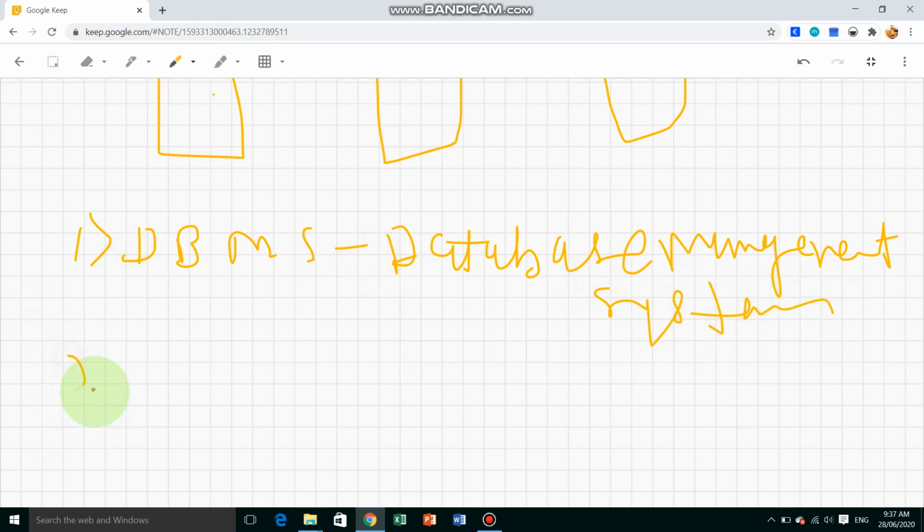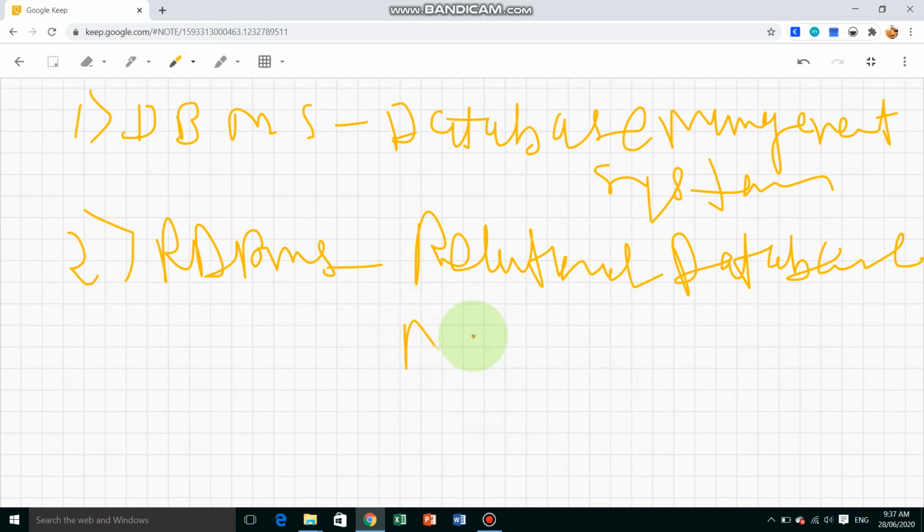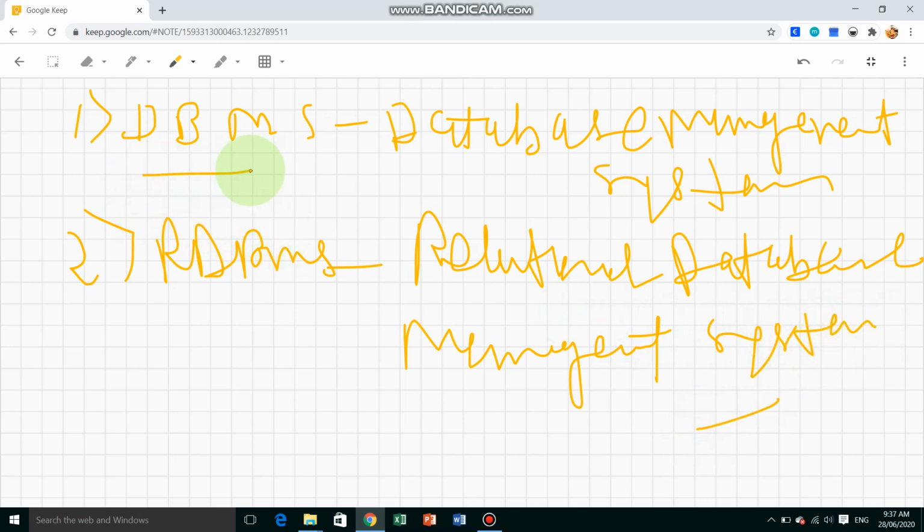And the second is the RDBMS, that is, relational database management system. So DBMS stands for database management system and RDBMS stands for relational database management system. Understand? So the next topic we will learn in the next lectures.